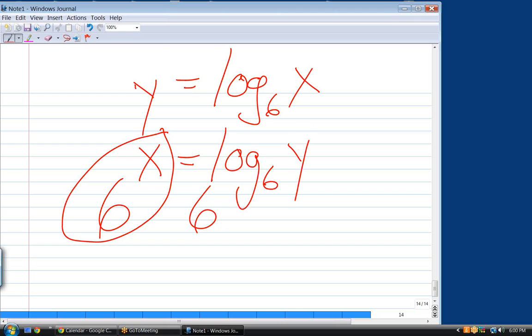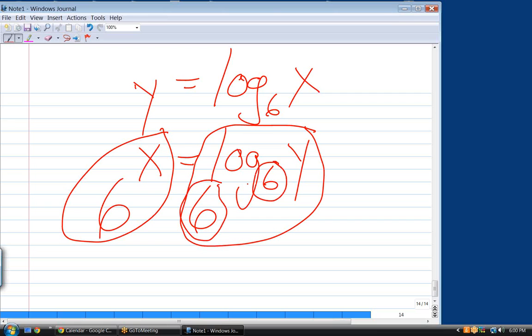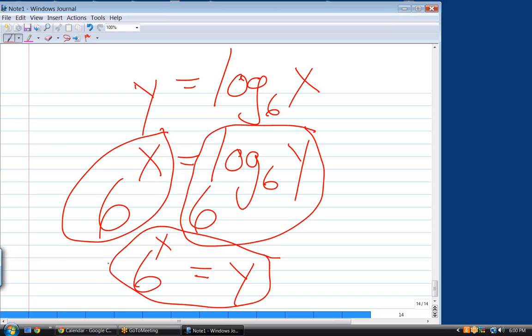Well, why did I do that? Because that whole thing is equal to what? Remember, when this number is the same as that number, what is the whole thing equal to? That's equal to y. So I've solved my problem. Y is equal to 6 to the x. That is the inverse function of that.